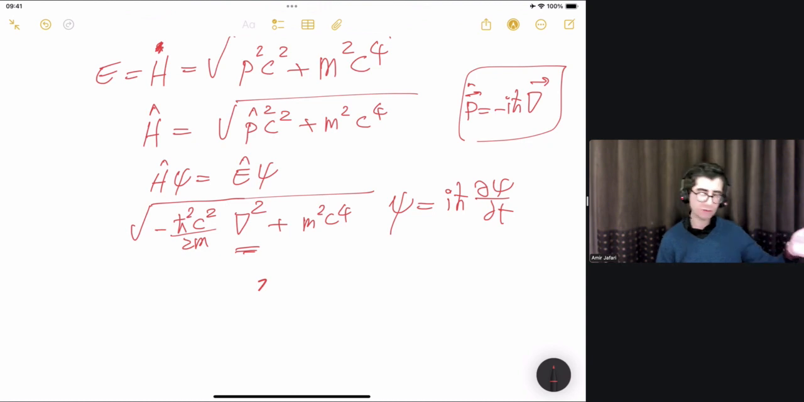Well, you can use Fourier transform, or you can Taylor expand the square root function. But again, you're going to have difficulties there. You're going to have, for example, an infinite number of terms.